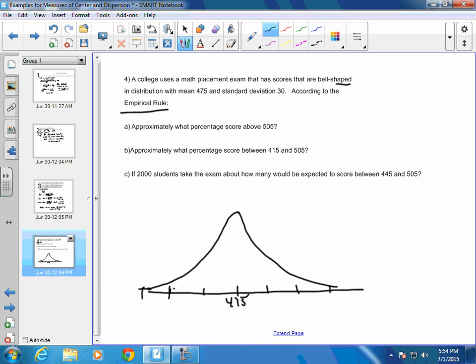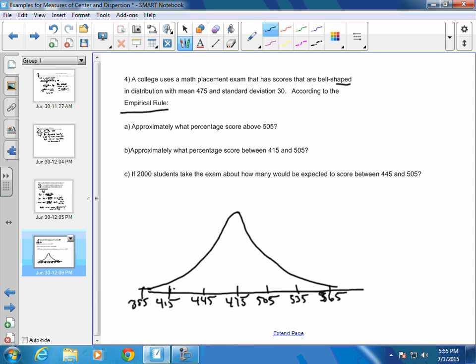What I'm going to do is count by the standard deviation. The standard deviation was 30, so let's add 30. This takes us to 505. Add 30 again, that's 535. Add 30 again, 565. Subtract 30, that takes us down to 445. Subtract 30, down to 415. Subtract 30, that takes us down to 385.